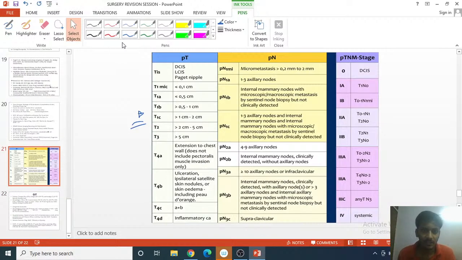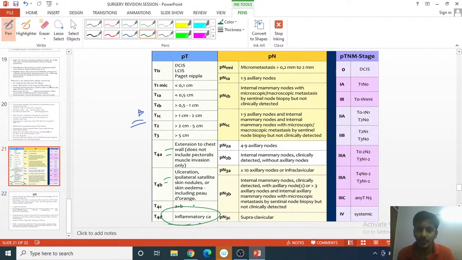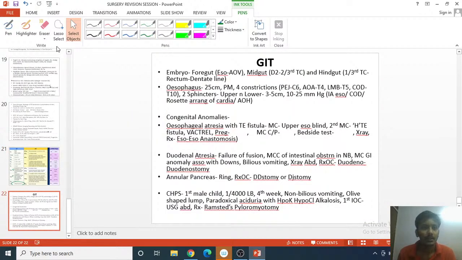At least this T staging: T1 is less than 2, T2 is 2 to 5, T3 is more than 5, and T4A is your chest wall, T4B your skin, T4C is A and B, that is both of them, and T4D is your inflammatory cancer. Remember, inflammatory cancer has the worst prognosis. Okay, please remember this. Then I'll be starting with GIT, guys.